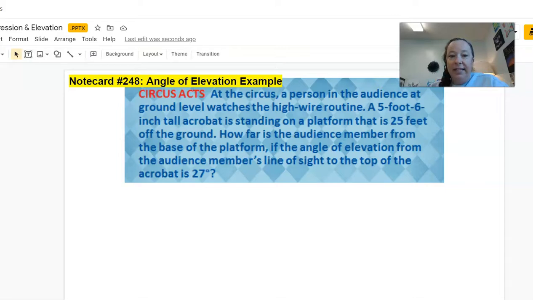A 5'6" tall acrobat is standing on a platform that is 25 feet off the ground. How far is the audience member from the base of the platform if the angle of elevation from the audience member's line of sight to the top of the acrobat is 27 degrees? Again, the first thing I told you to do in one of the earlier note cards was to read it twice. So I want you to read that again, and I want you to sketch what you think is an appropriate sketch. So pause me and do that.